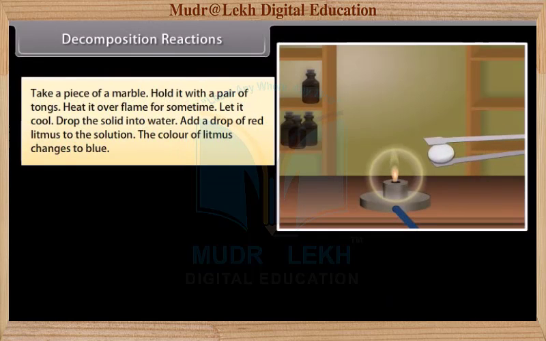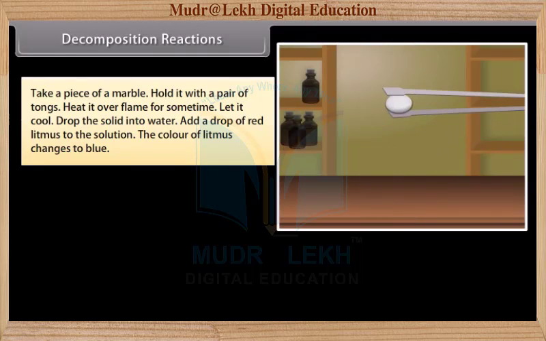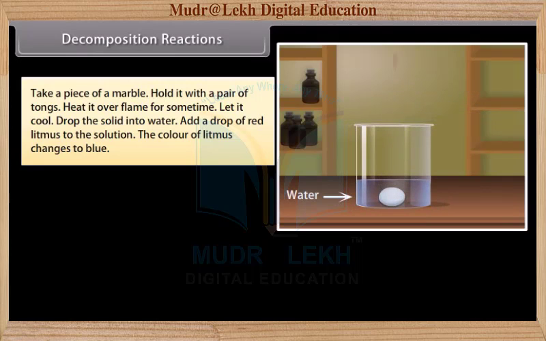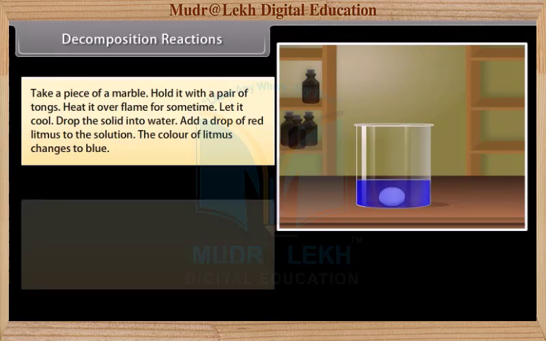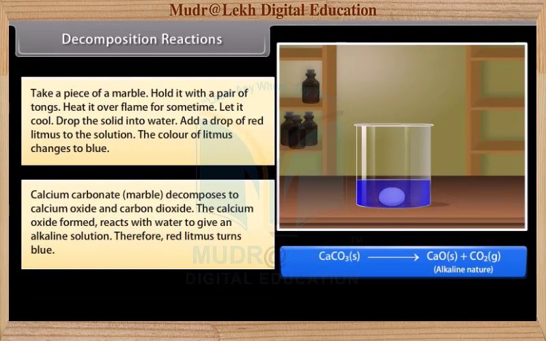Take a piece of marble. Hold it with a pair of tongs. Heat it over flame for some time. Now let it cool. Drop the solid into water. Add a drop of red litmus to the solution. The color of litmus changes to blue. Calcium carbonate marble decomposes to calcium oxide and carbon dioxide. The calcium oxide formed reacts with water to give an alkaline solution. Therefore, red litmus turns blue.